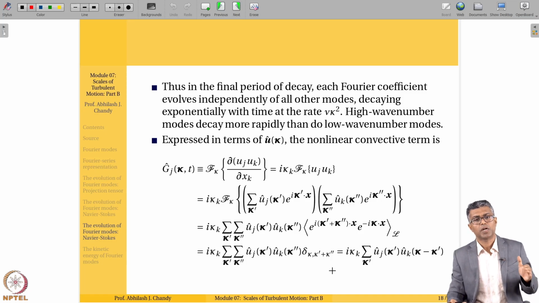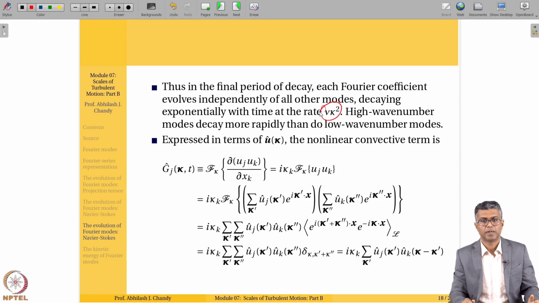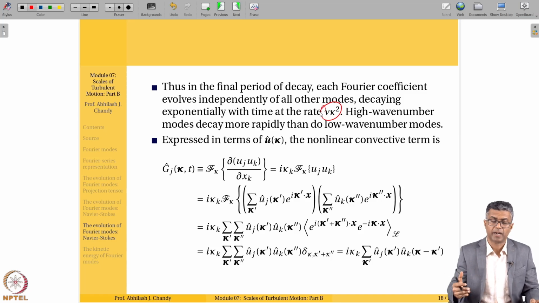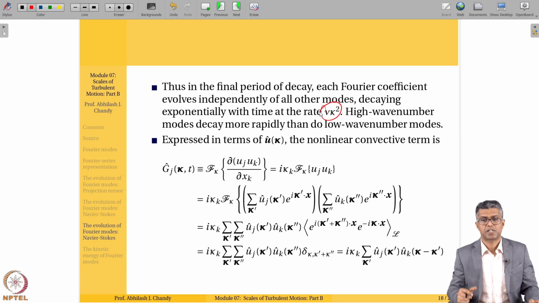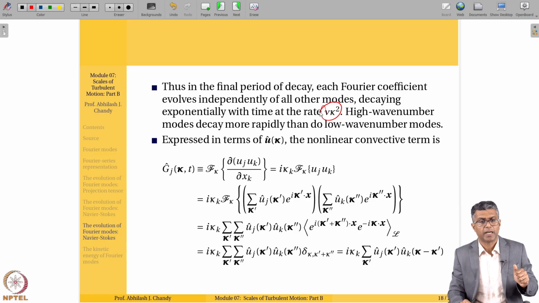High wave number modes decay more rapidly than low wave number modes, isn't it? Because it depends on nu kappa squared. So the higher the value of kappa, high wave number, the faster the decay. The lower the value of kappa, lower wave numbers, the slower is the decay. So that's that. Now let's look at a little bit more detail into the convection term.